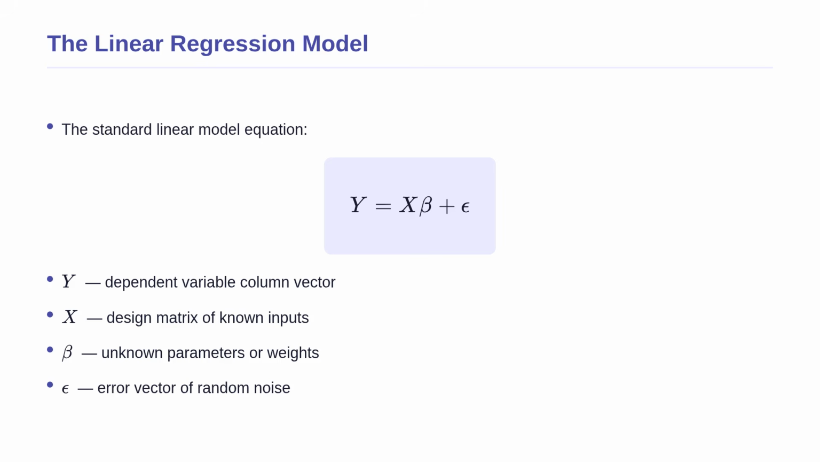Y is the dependent variable, the actual outcome we want to predict. X is the design matrix containing all our known input data. Beta represents the unknown weights, telling us how much each input affects Y. Finally, epsilon is the error vector, containing the random mistakes for every observation. If an input in X increases, Y changes based on beta, but is always nudged slightly by the noise in epsilon.